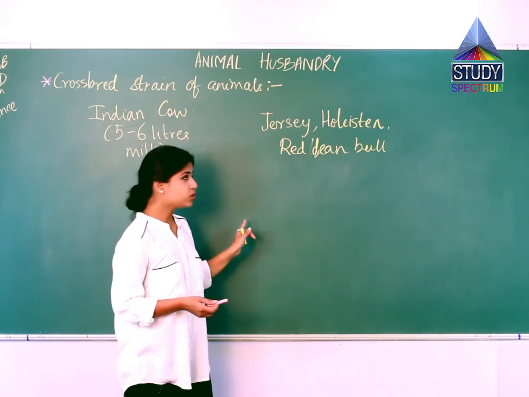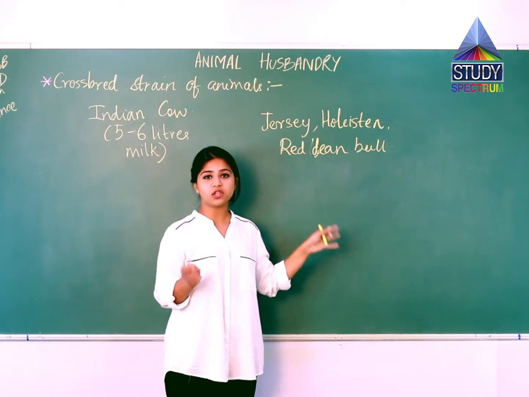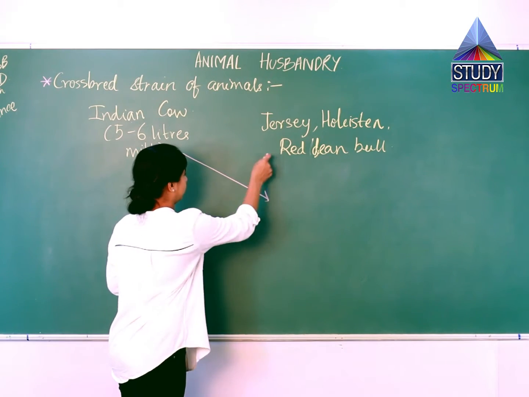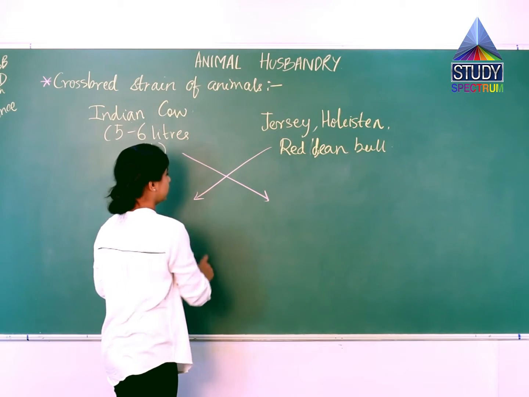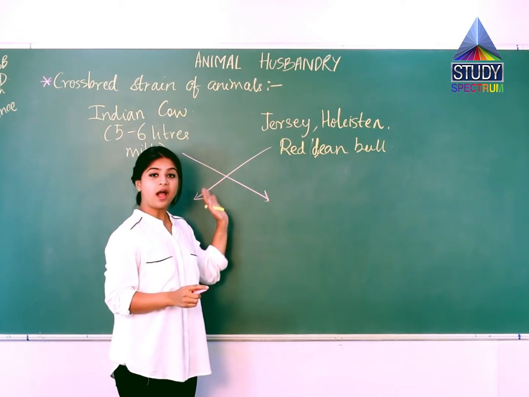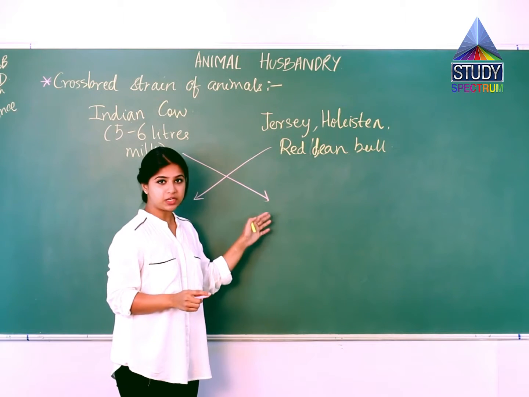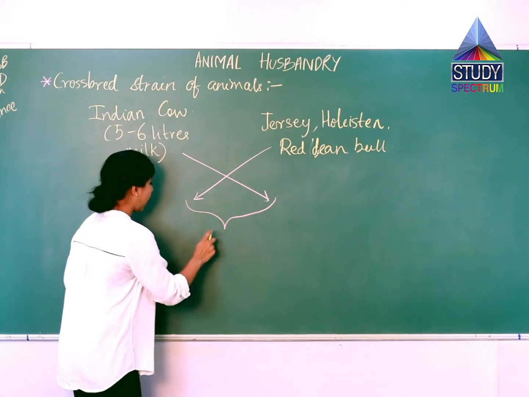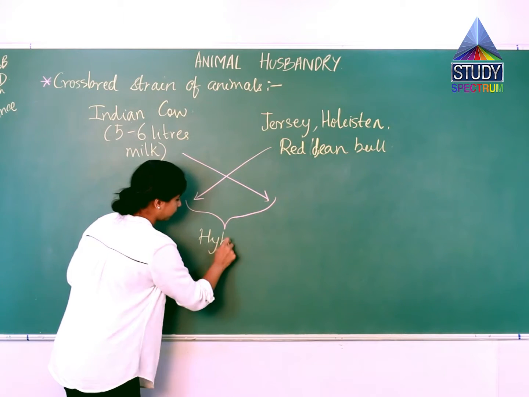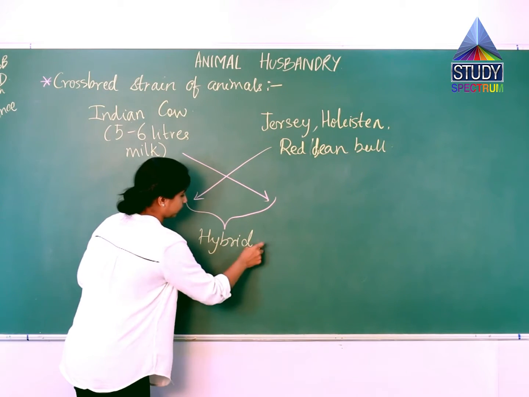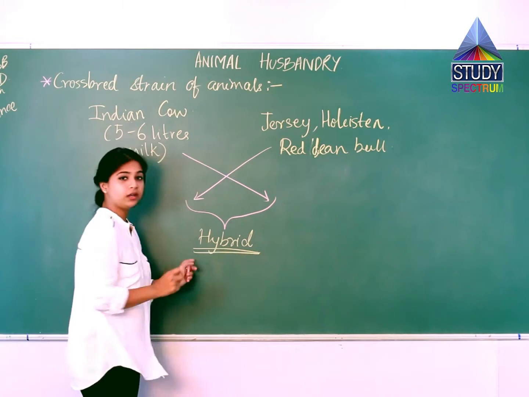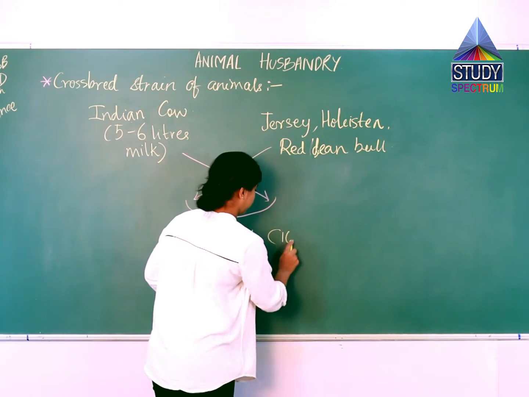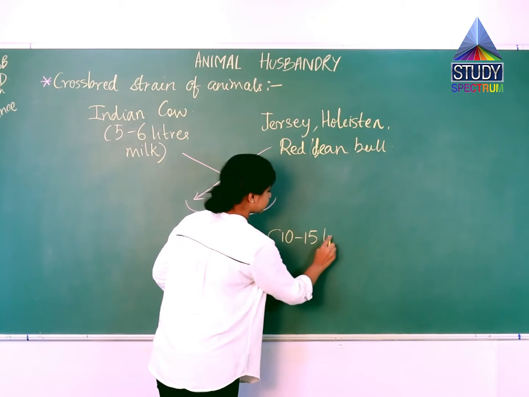So what happens is when these two strains are crossbred, a hybrid of these two species is formed. Over here, this hybrid is going to be formed, and this hybrid would be responsible for giving around 10 to 15 liters of milk.